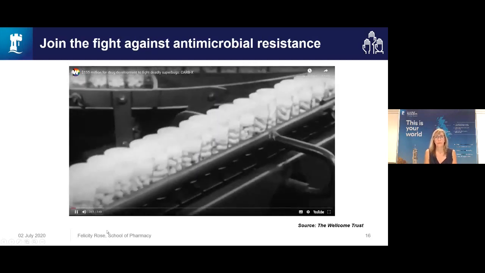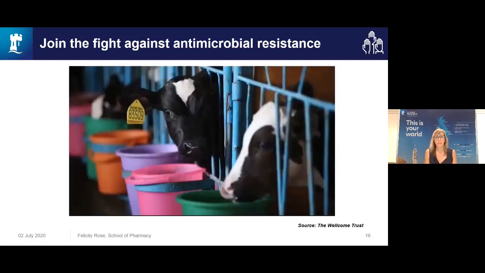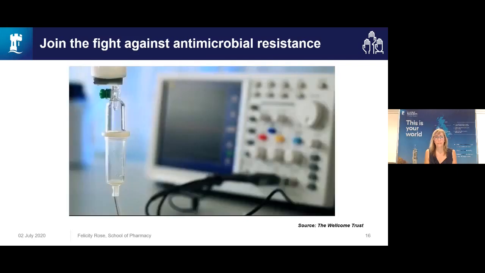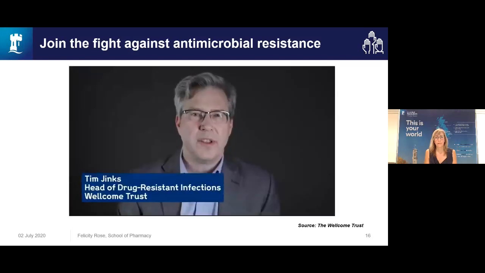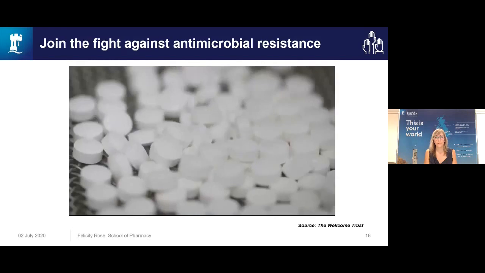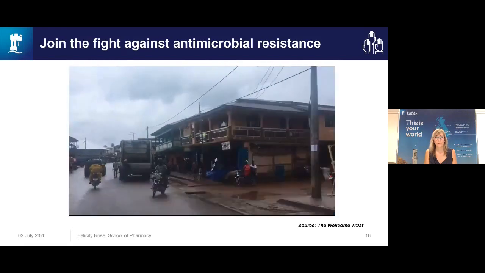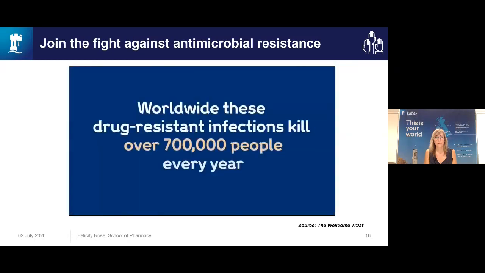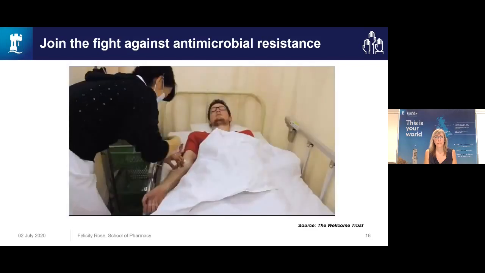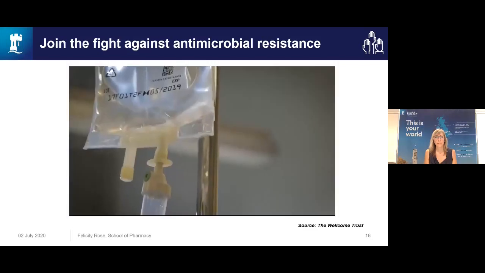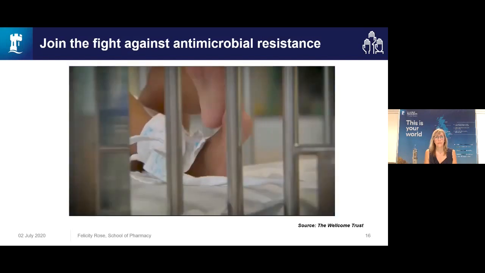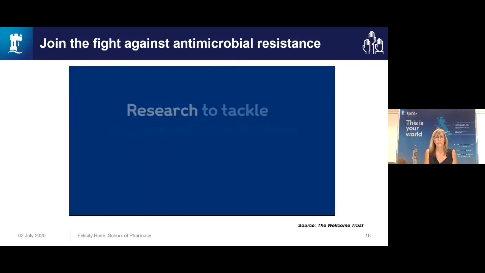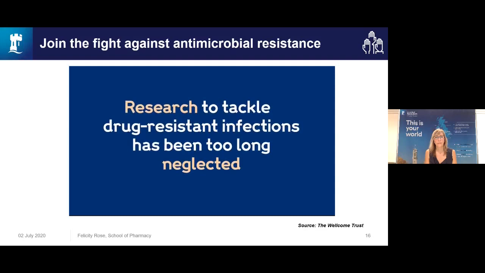Antibiotics have been a vital part of modern medicine for over 70 years, but overuse and inappropriate use in humans and animals has led to dangerous bacteria developing deadly resistance. Drug-resistant infections, often called superbugs, which can't be treated with the medicines we have today, are one of the world's most urgent health problems. Worldwide, these drug-resistant infections kill over 700,000 people every year. And without action, this number will continue to rise rapidly. Previously treatable infections and routine surgeries, such as hip replacement and cesareans, will be potentially fatal. Research to tackle drug-resistant infections has been too long neglected.